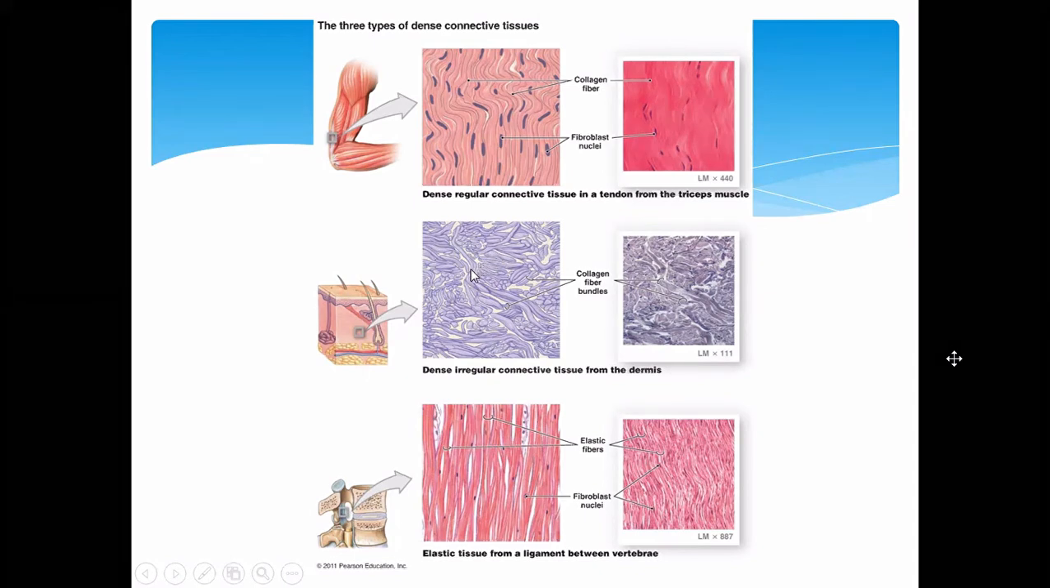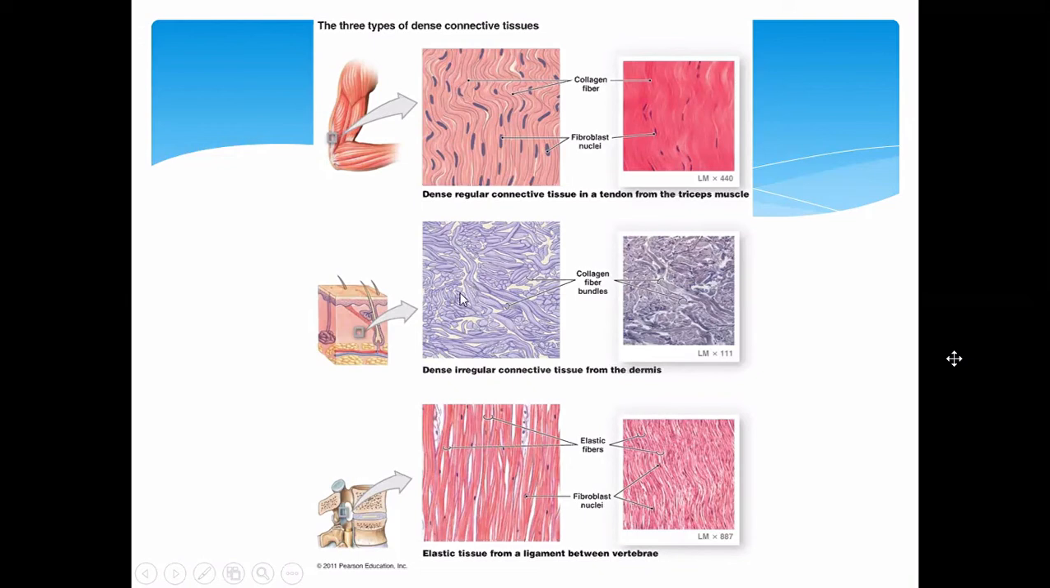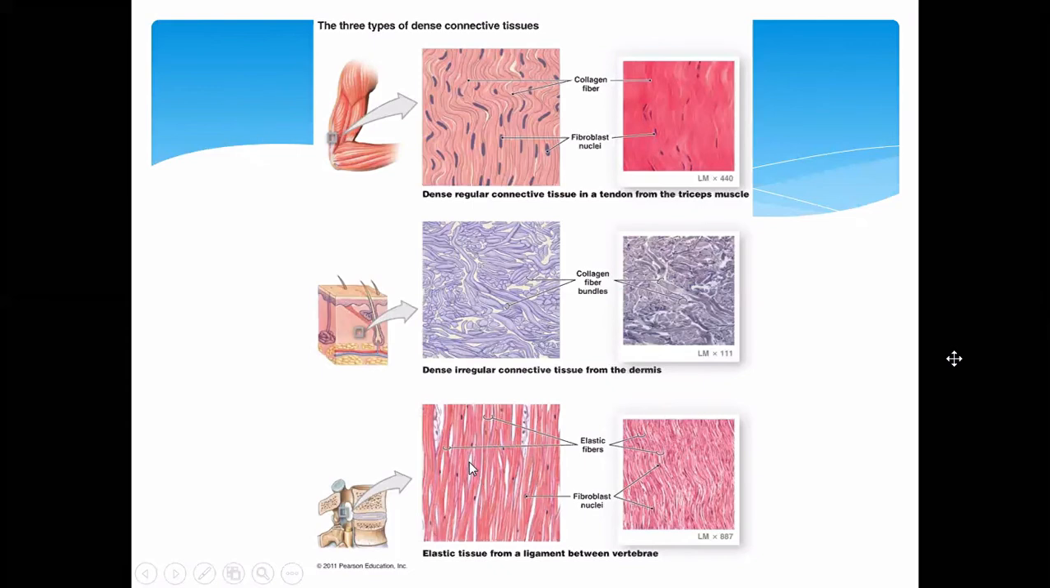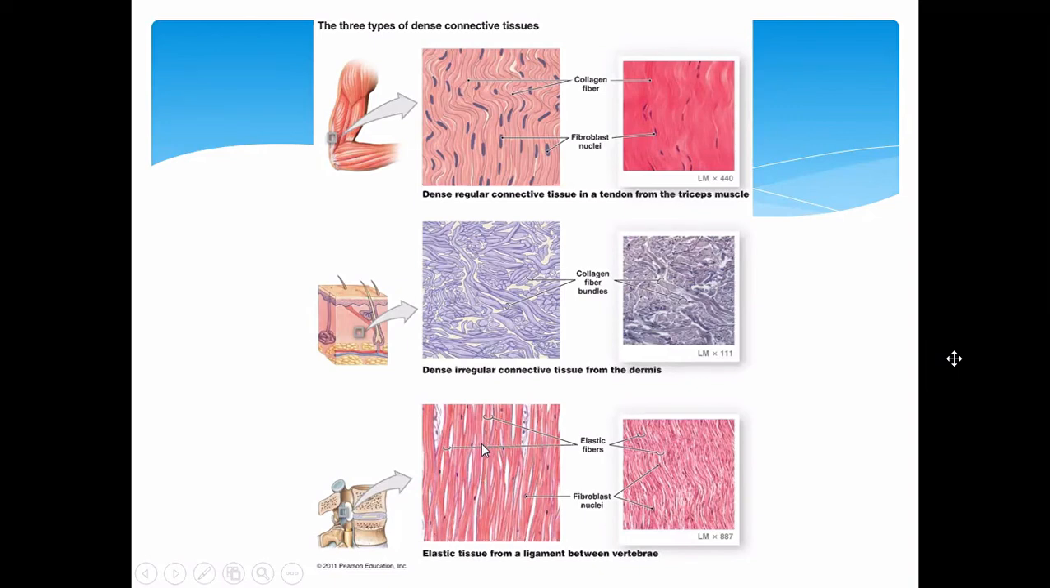Okay. And you have here the elastic fibers tissue, okay, from the ligament. It is also quite dense because of these fibers, but not as much as your dense regular, okay, here. So you have your elastic fibers, okay. You have your dense irregular, okay. You have your dense regular. Regular, hindi siya irregular. Okay. And then you have your elastic tissue here.